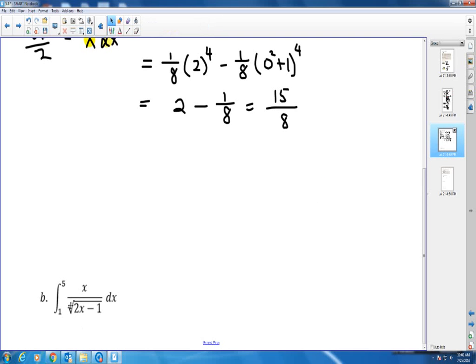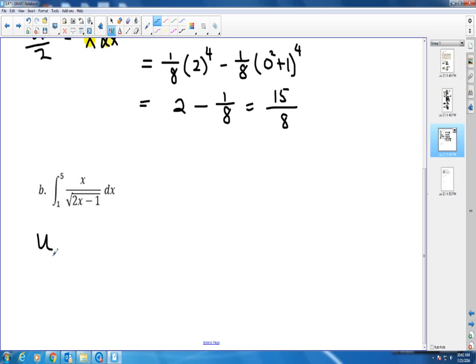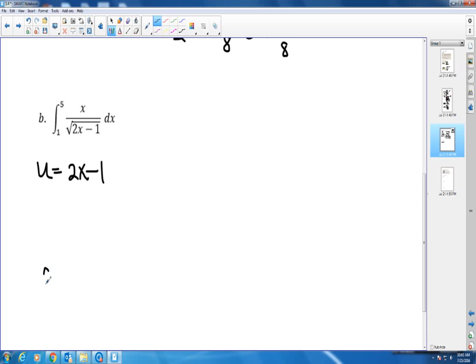We'll do one more. I'm going to let the u this time equal to 2x minus 1. Alright, so I'm going to leave a little space right here. Okay, so if I take a derivative on both sides, that gives me a 2 dx. So dx alone will be du over 2.